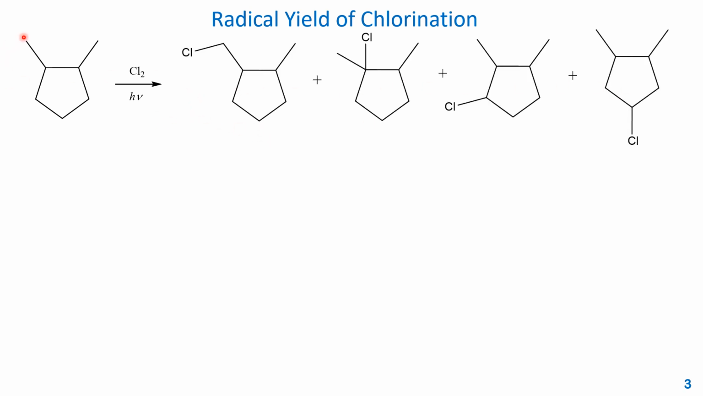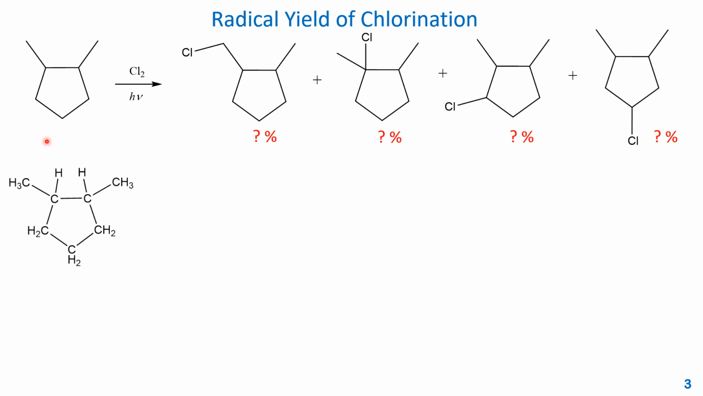So if you have the chlorination to this methyl, or this carbon, that's methine, or this carbon, that's a methylene, or this carbon, so that's another methylene. They are different products. And what is the percent yield? Now we can use the same strategy to calculate it based on the reactivity ratio.